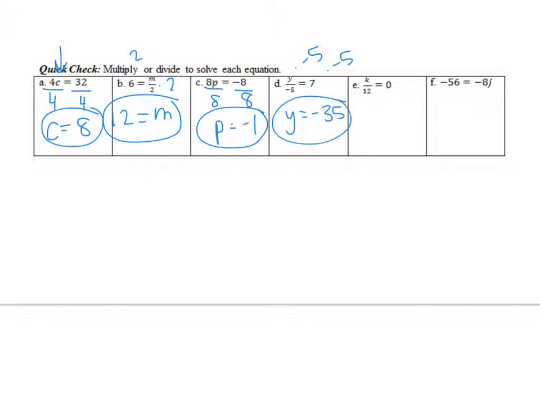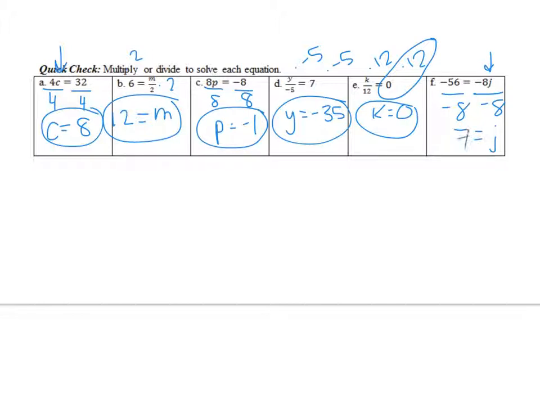E is k divided by 12, so I multiply both sides by 12, so k equals 0 times 12 is 0. So the answer is 0. And then F, there's no space in between, so I'm multiplying -8 times j. So I'm going to divide both sides by -8. So j equals 7 is my answer.